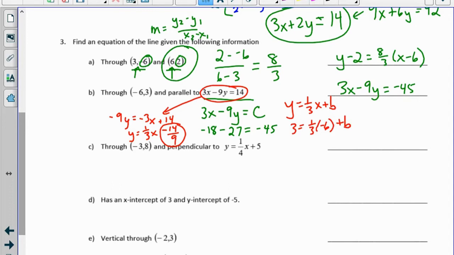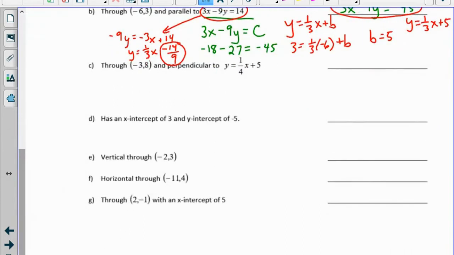So I substitute in negative 6 and 3, and I end up with 3 equals negative 2 plus b, so b equals 5. So I could also write this as y equals 1/3 x plus 5, which if I solved this, I would end up getting that exact same thing. And I just dropped my pen, so we're not going to use red the rest of the time we're doing video 1.